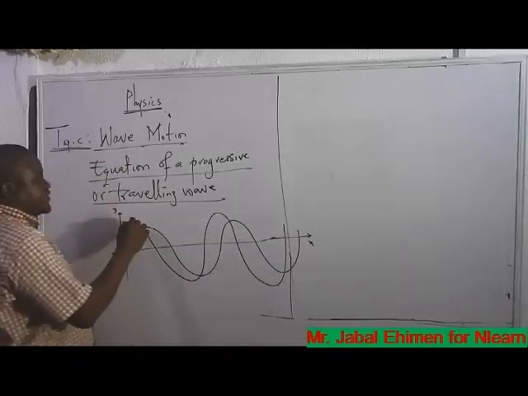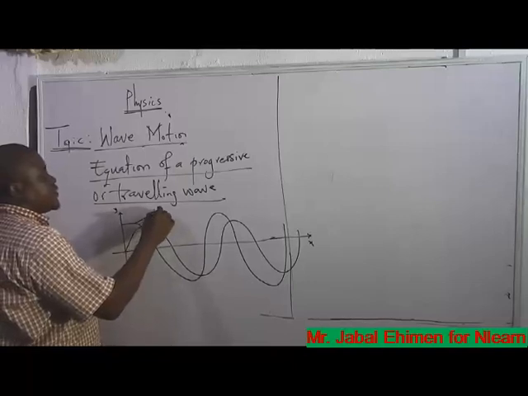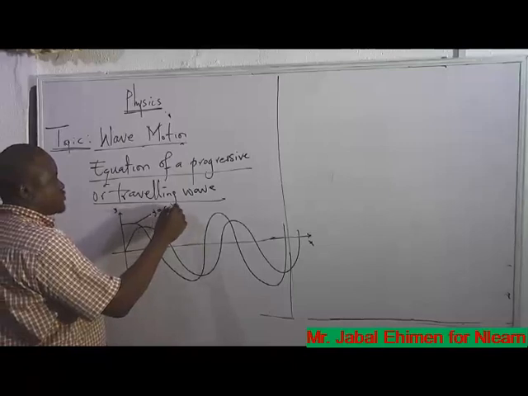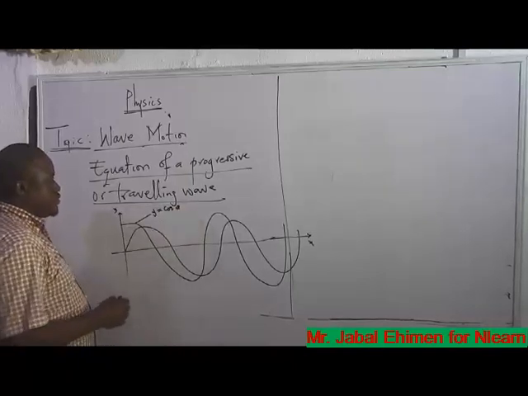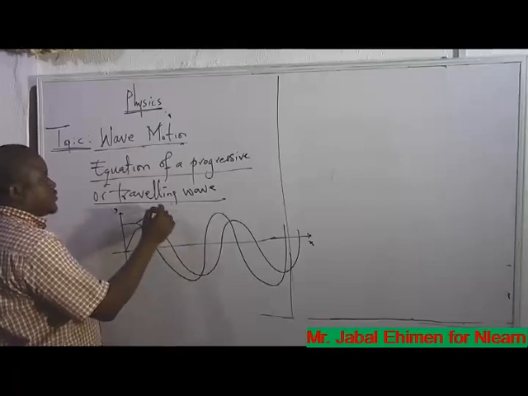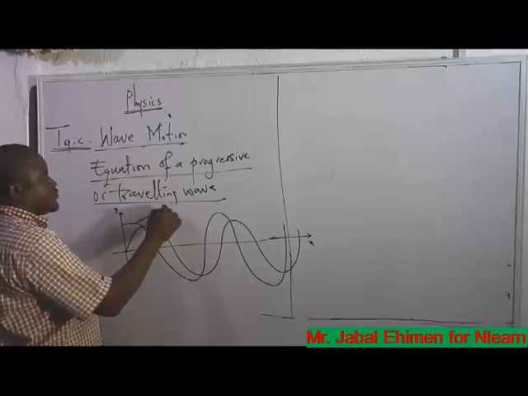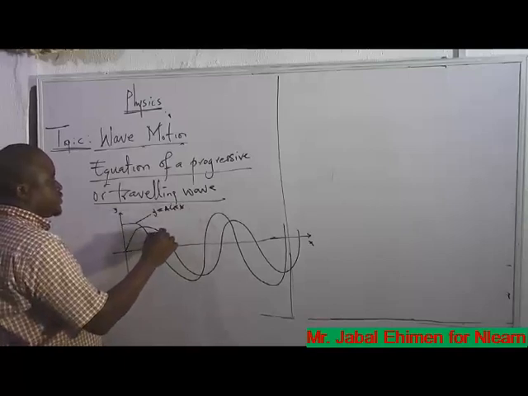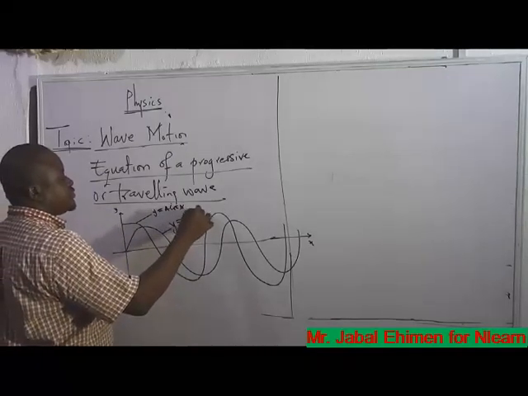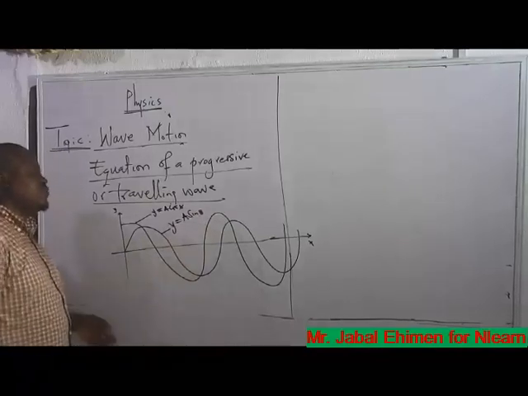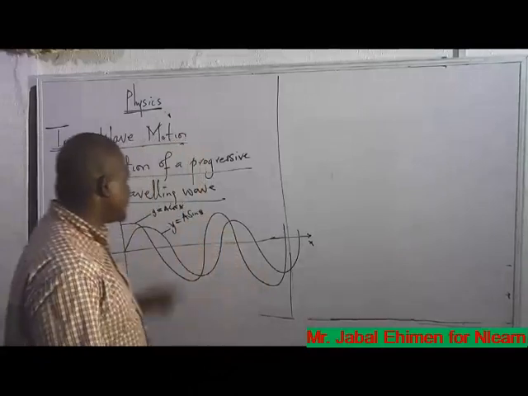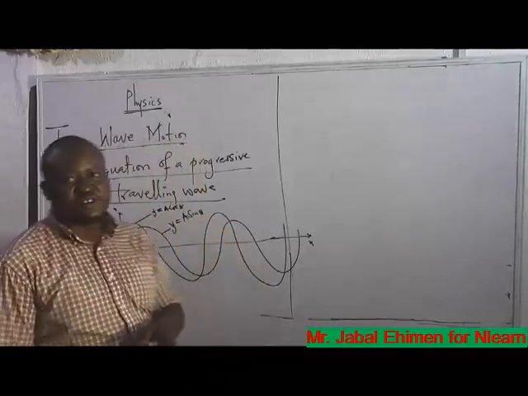So I can say that this is Y equals to cos theta. Let's see. I can say this is Y is equals to A cos theta. I can say this is Y equals to A sine theta. So the one that started from origin, I'll call it sine theta. And the one that did not start from origin, I'll call it cos theta.